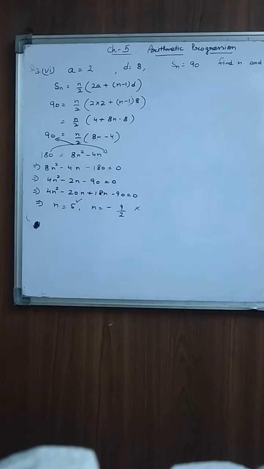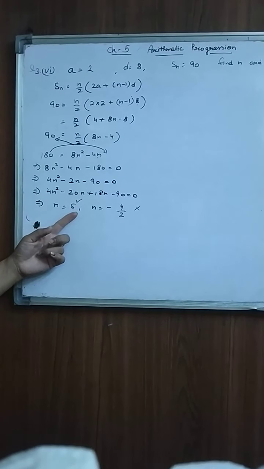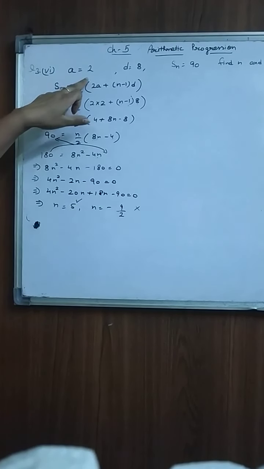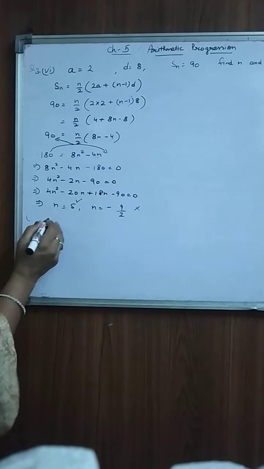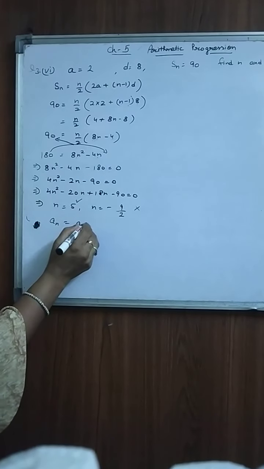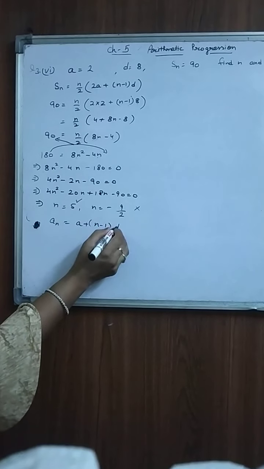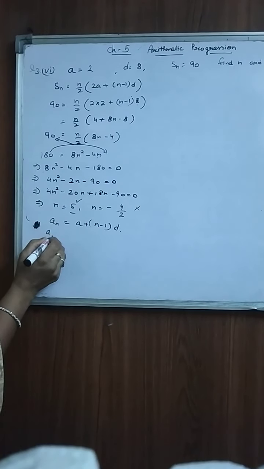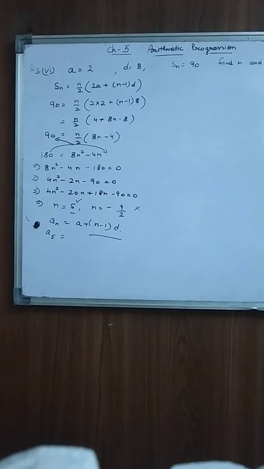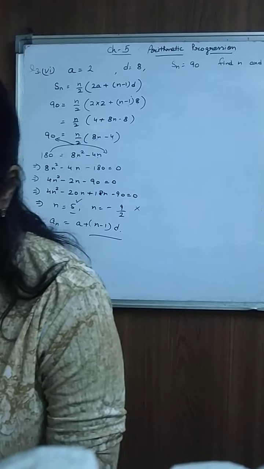Number of terms is 5. If you have n value 5, then we know the a value, we know the d value. We can easily apply the an formula, a plus n minus 1 into d, and we will get the 5th term from this formula. Now let's come to the 4th question.